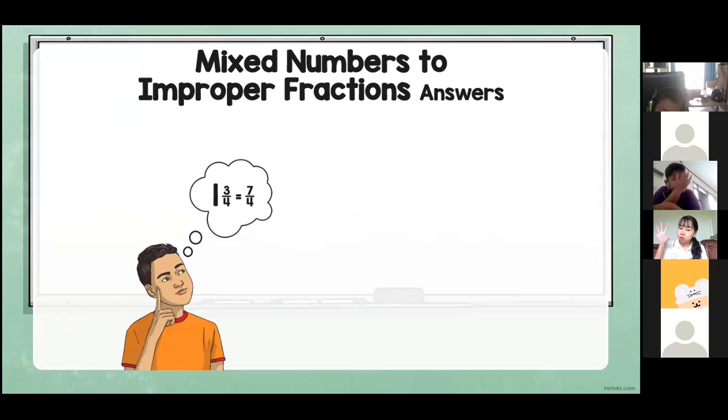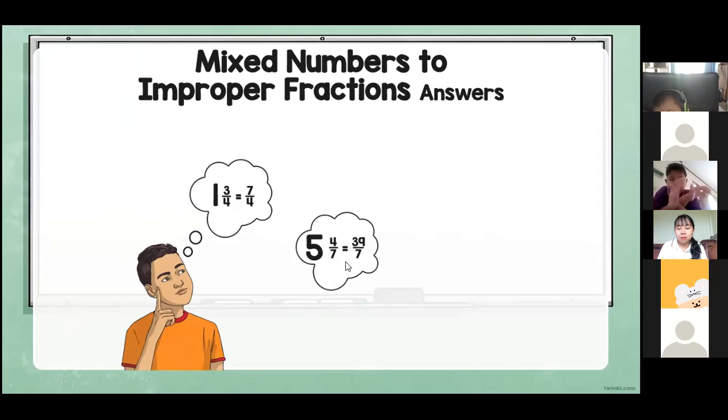Now let's make mixed number into improper fraction. 1 3/4 becomes 7/4. Next, 5 4/7 becomes 39/7. Next, 3 2/5. 3 2/5 becomes 17/5.